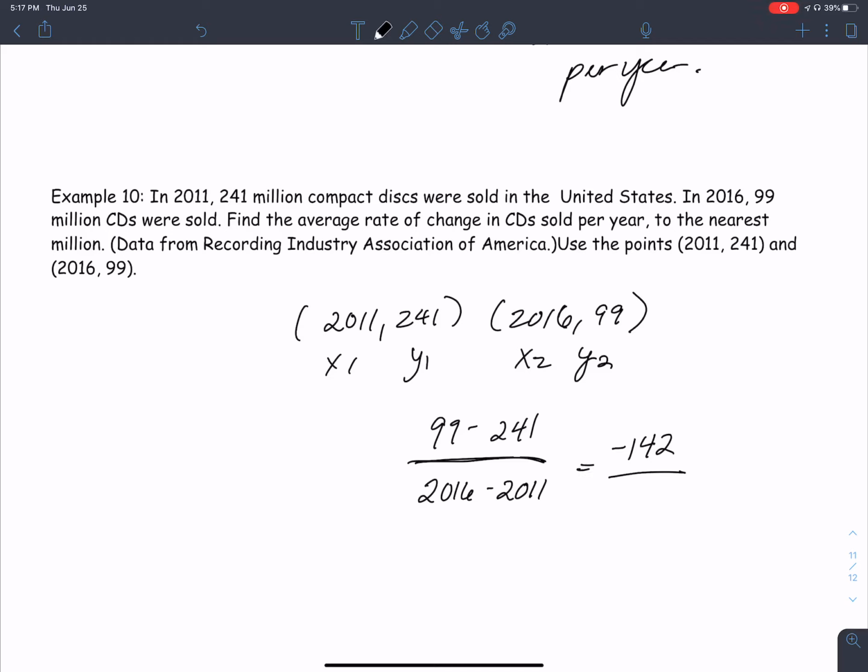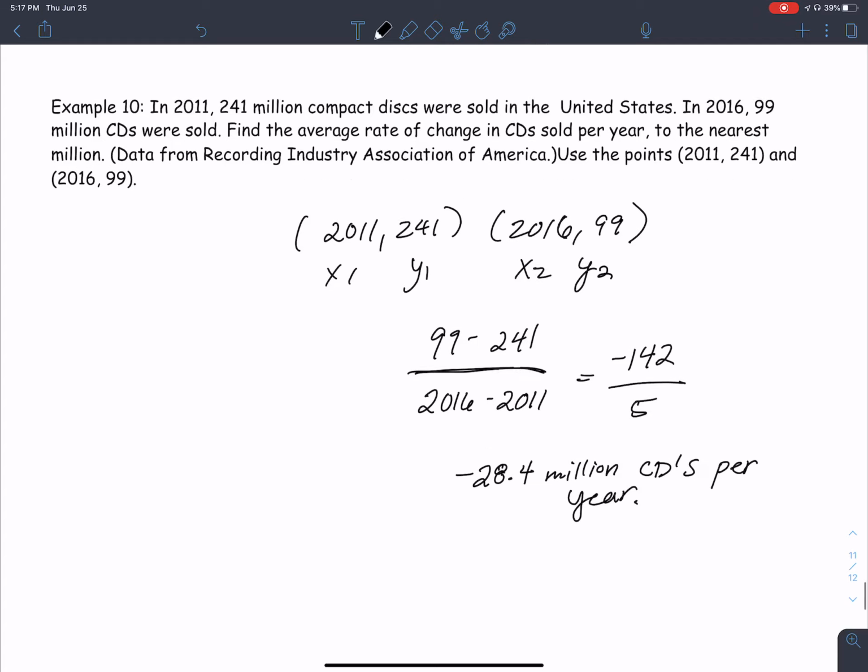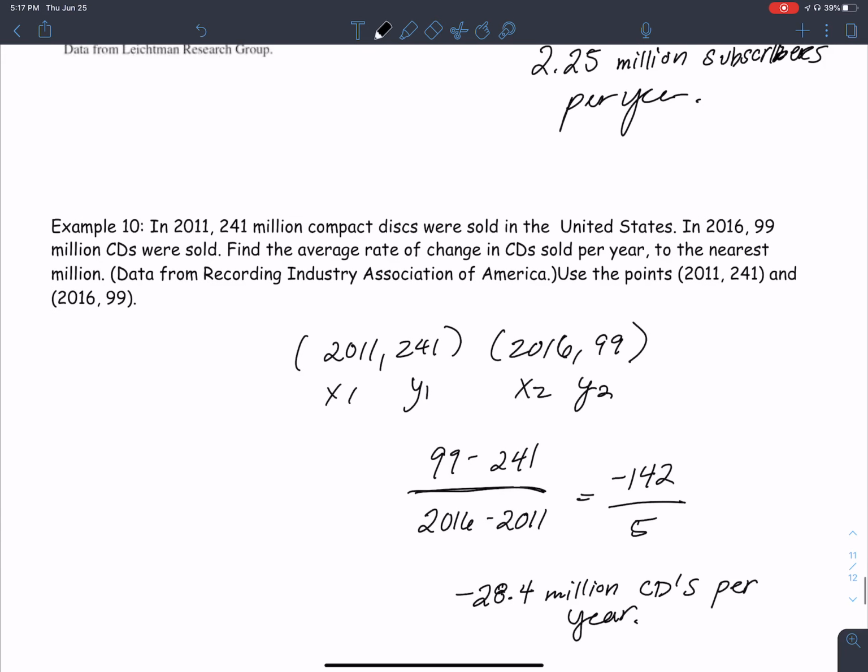And this is showing a decrease, which makes sense because CDs start going out of style. Over 5, so you get negative 142 divided by 5. So negative 28.4 million CDs per year. And the negative is important because it was going down. And that's it for 2.2.